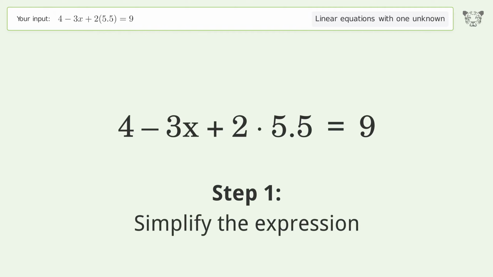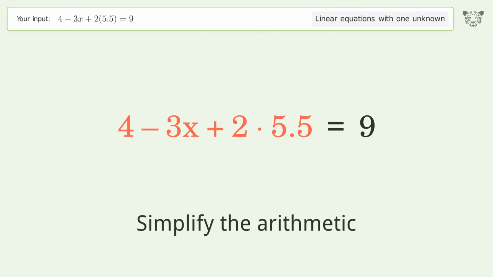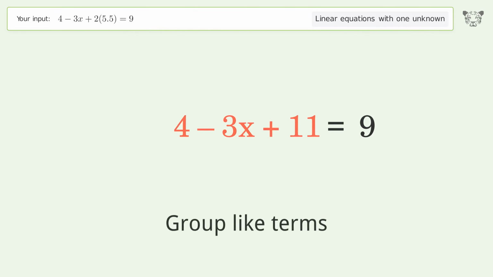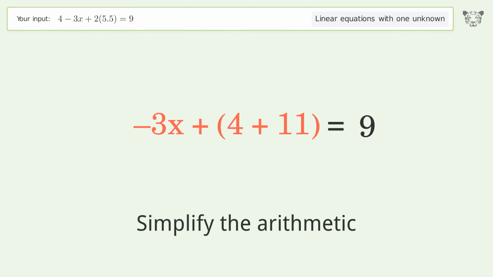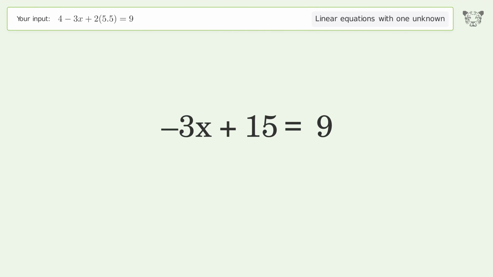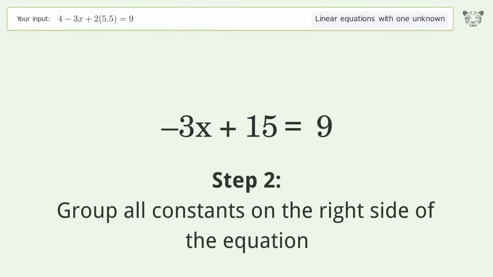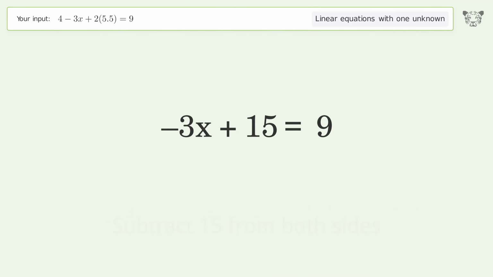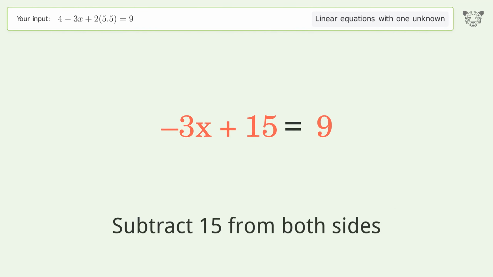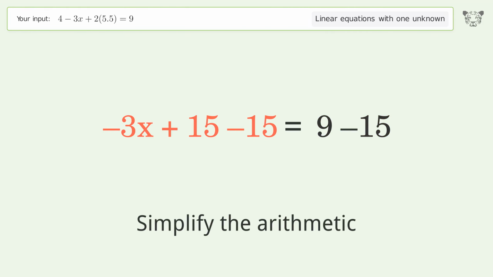Simplify the expression. Simplify the arithmetic. Group like terms. Simplify the arithmetic. Group all constants on the right side of the equation. Subtract 15 from both sides. Simplify the arithmetic.